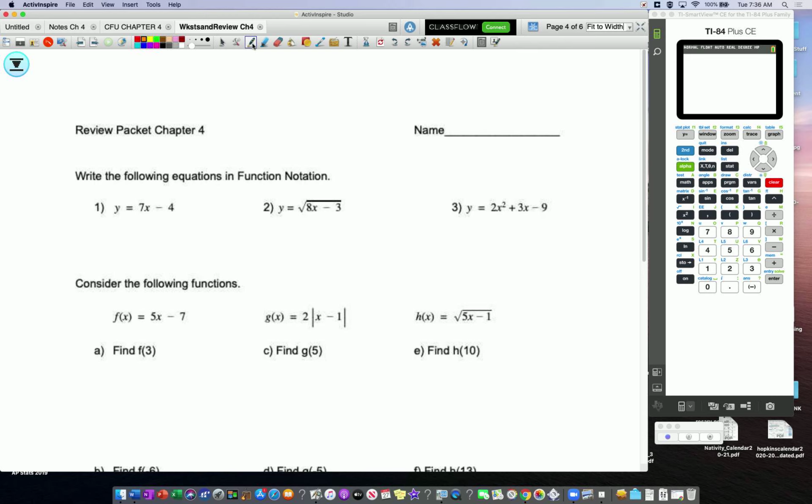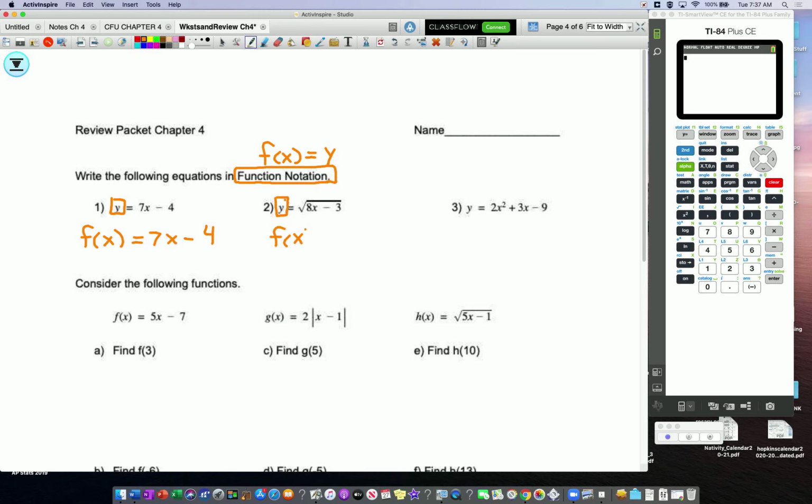So on the first one, it says, write the following equations in function notation. So when we're talking function notation, basically remember that f of x is the same thing as y. So all I'm doing on these problems is replacing the y with f of x. So on the first one, I would just have f of x equals 7x minus 4. Replace the y with f of x.